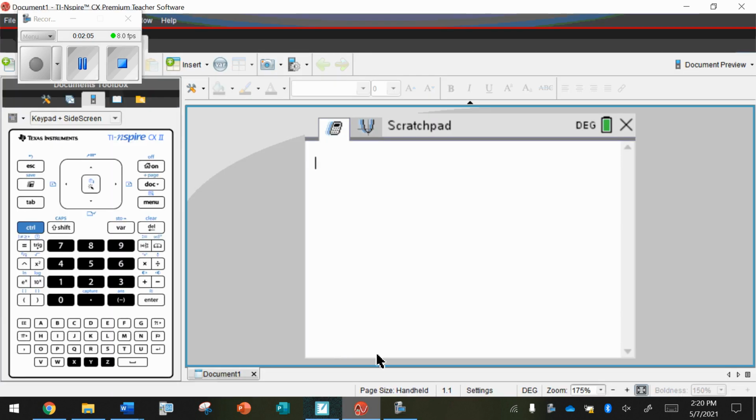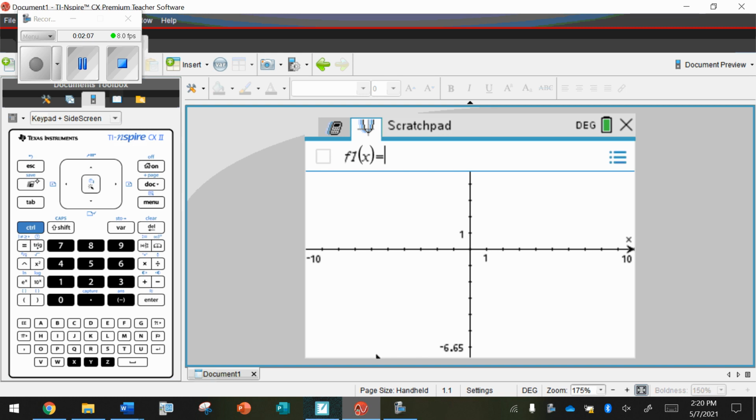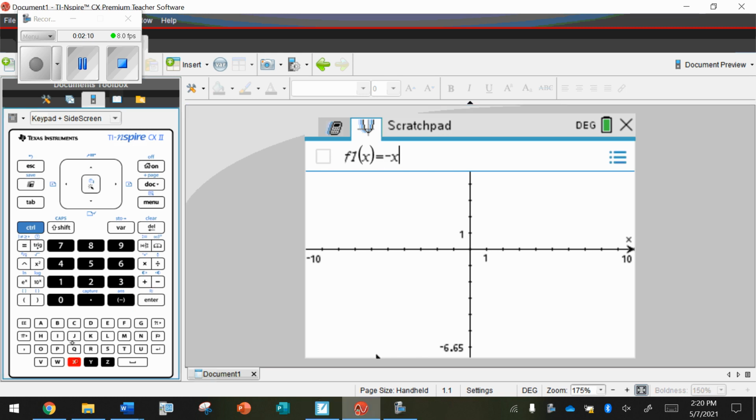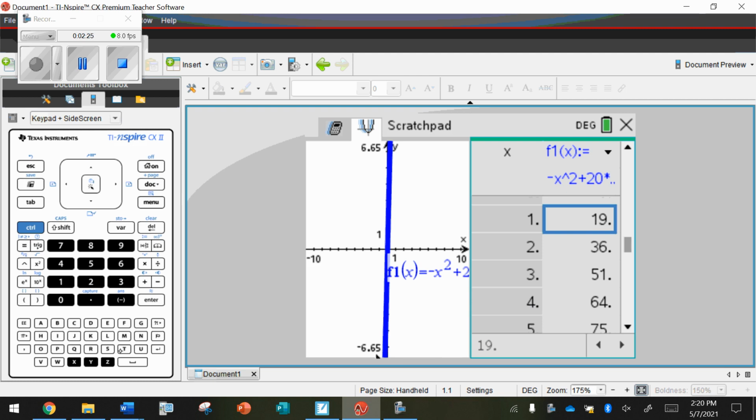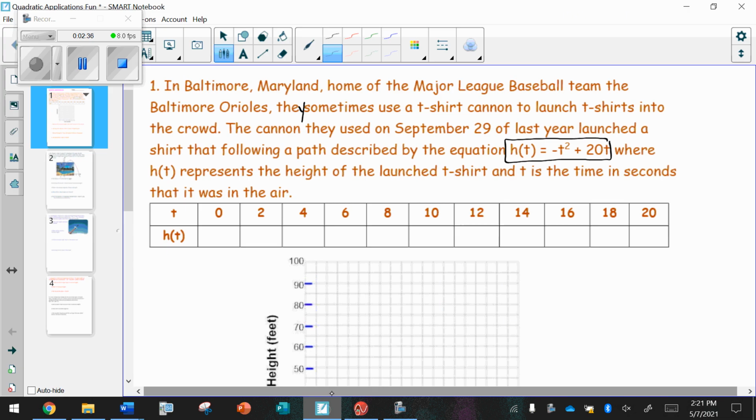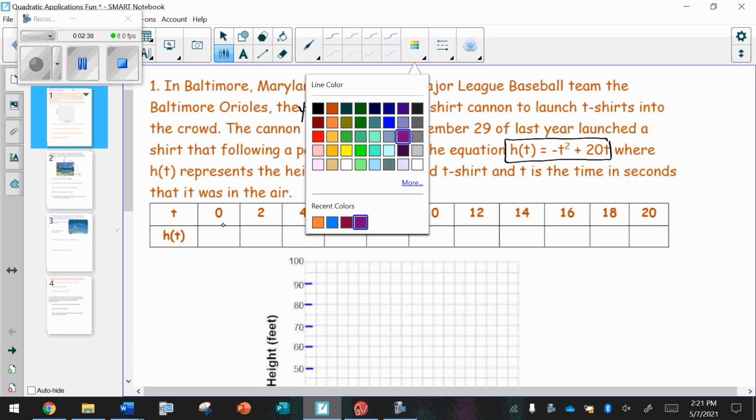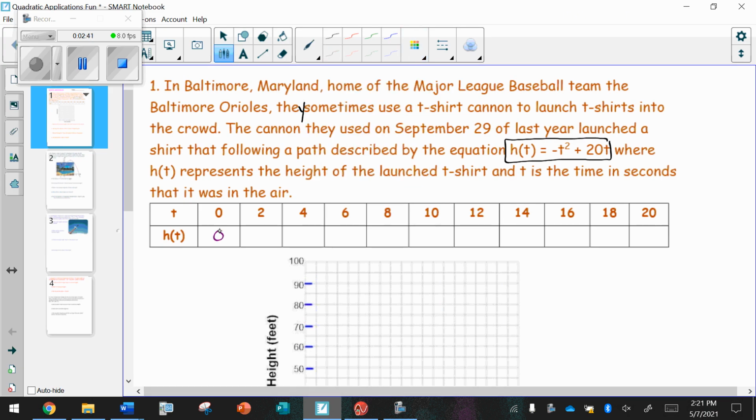For those of you that do not have a calculator, you can watch me do it. Negative x squared plus 20x. Strange looking graph, but that's okay. I don't care about the graph on the calculator. I want the table on the calculator. So at x, or t, is time 0, the height is 0.